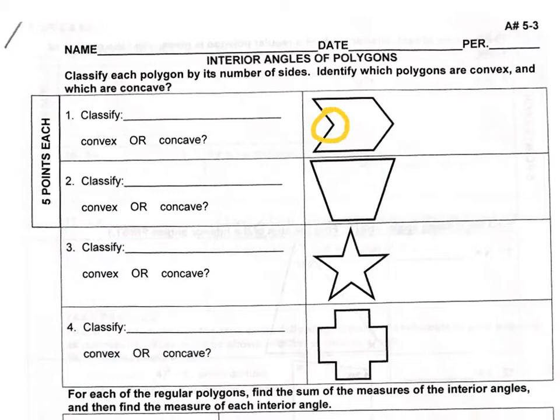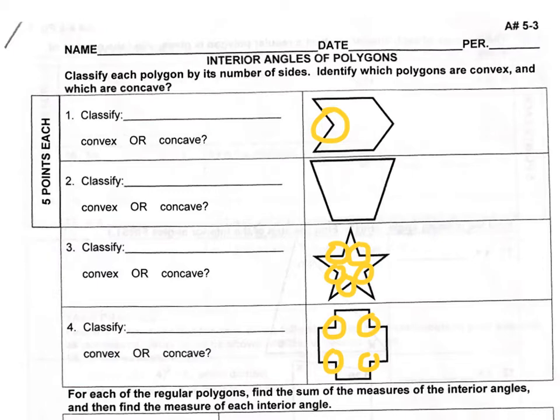If you look right here, those go inside. Right here, and right here, and right here, and right here, all these come inside the figure. So anytime they go inside, that's going to be concave. So they go into the inside of the shape. Anytime that it stays on the outside of the shape, that's going to make it convex.